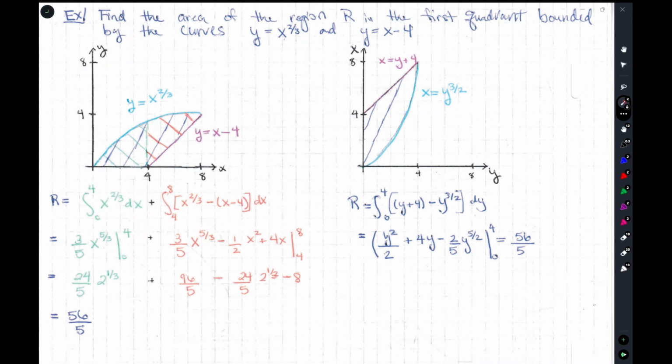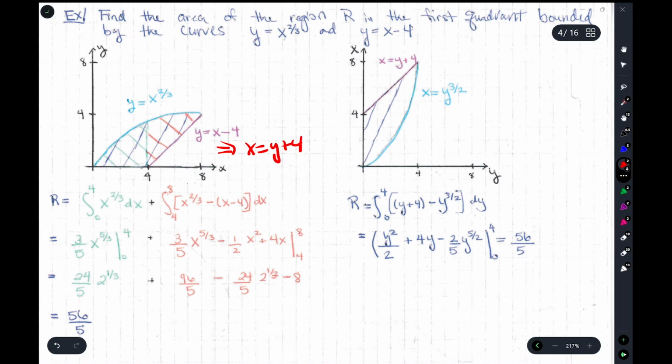And now what is the rightmost function? The rightmost function is the one in pink here, the magenta. If you solve for it, you'll get x is equal to y plus 4. And if you solve for x over here in terms of y, you get x is equal to y to the 3/2, okay? And so these are functions of y as well as functions of x, okay?